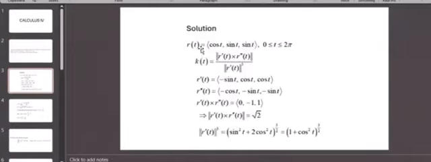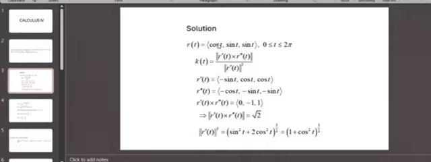So the curve is given by r of t equals cosine t i plus sine t j plus sine t k, for t between 0 and 2 pi. The curvature is given by the magnitude of the cross product of the first derivative and the second derivative, divided by the magnitude of the first derivative cubed. So the first derivative is the derivative of this curve here.